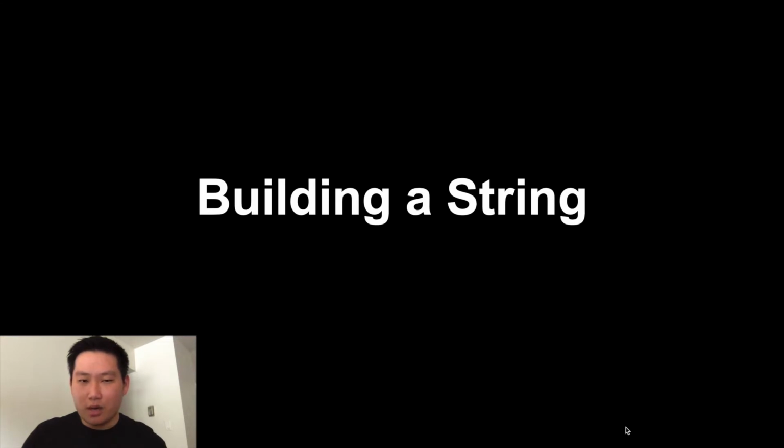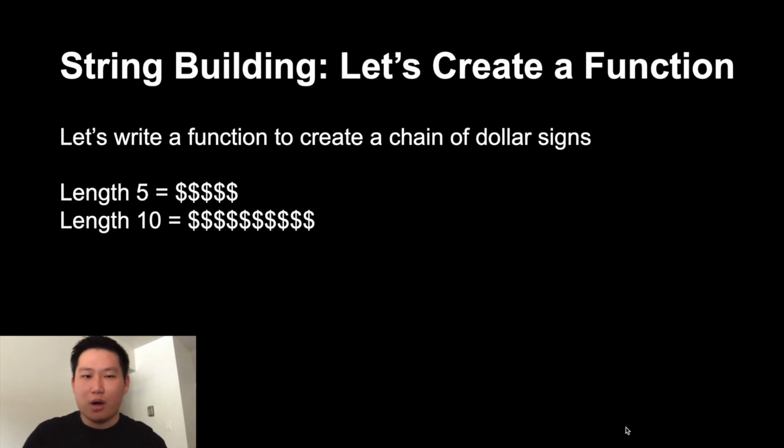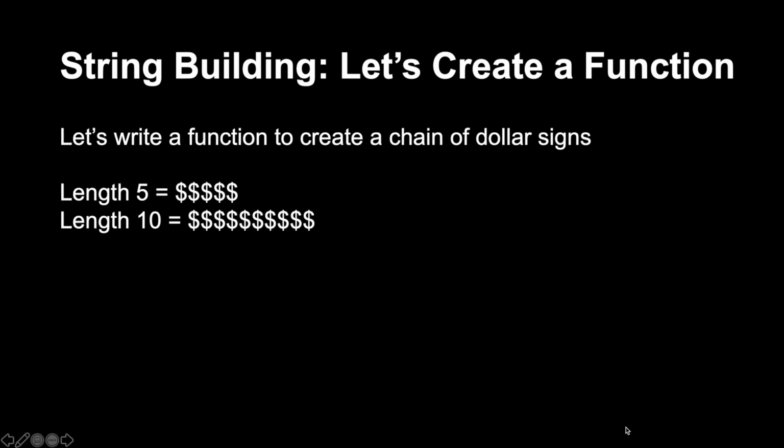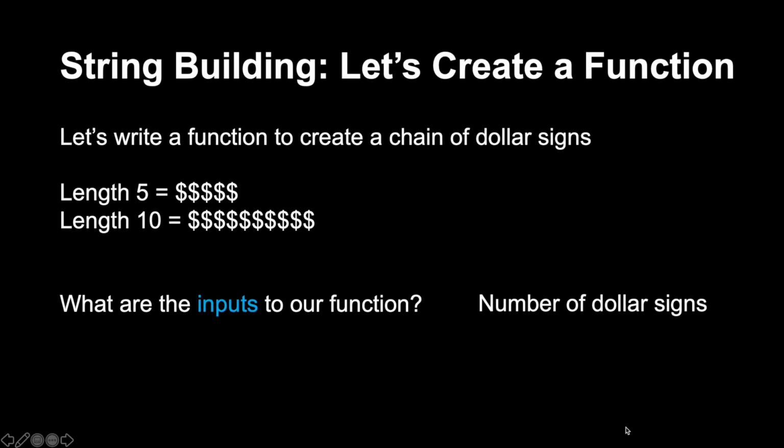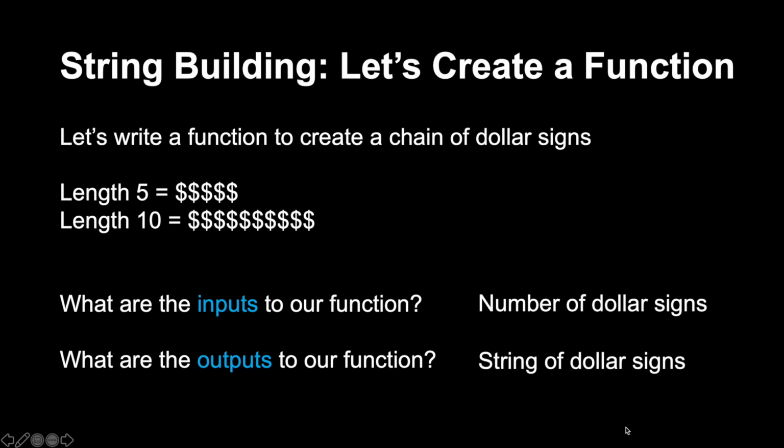Next up, I'll show you how to build a string by walking you through a coding example. So here, let's create a function that creates a chain of dollar signs. So first, let's think about what's the input to our function, right? So here, the input to our function is simply the number of dollar signs that we want. Okay. Next, let's think about what are the outputs to our function. So here, the output is just a string that contains a lot of dollar signs.